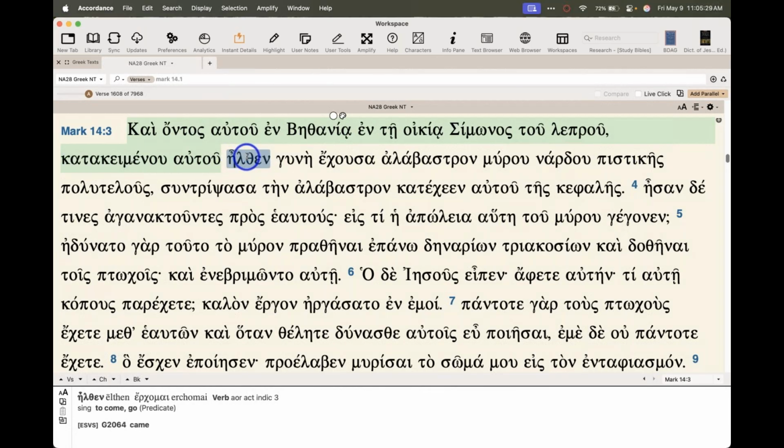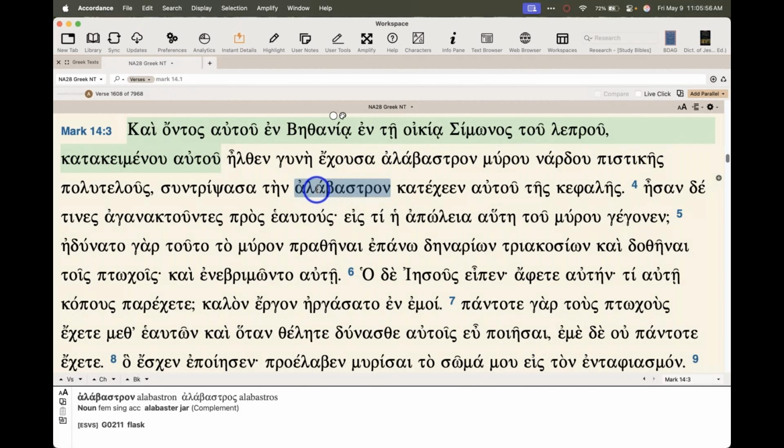And then we finally get the main verb. I'll shift to the handout for all this in a moment. But a woman came, or there arrived a woman, gune, who had or having, and then we'll have to work our way through this translation, but it's something like an alabaster jar of ointment or perfume of nard, pure or unadulterated and expensive.